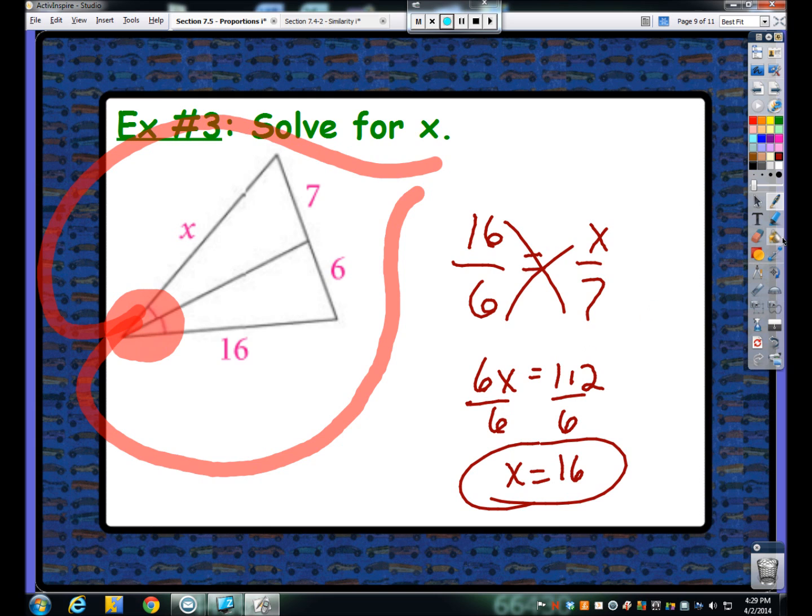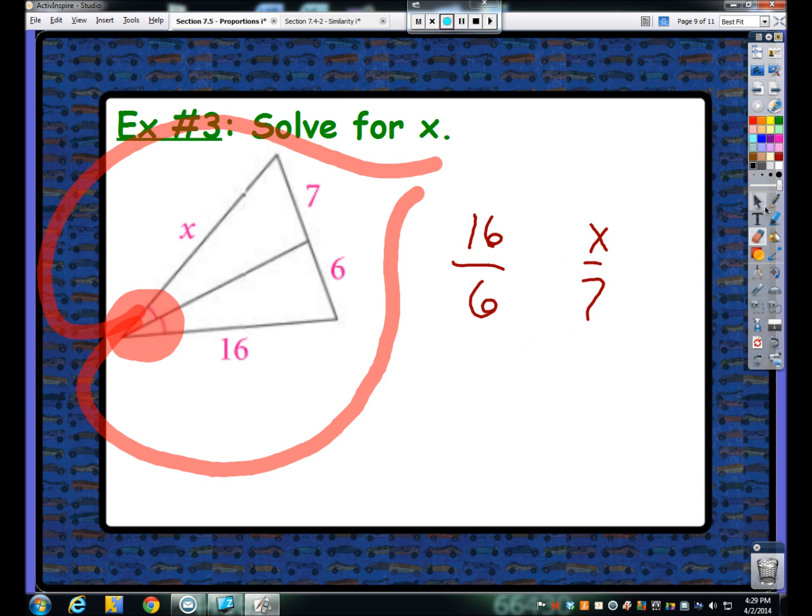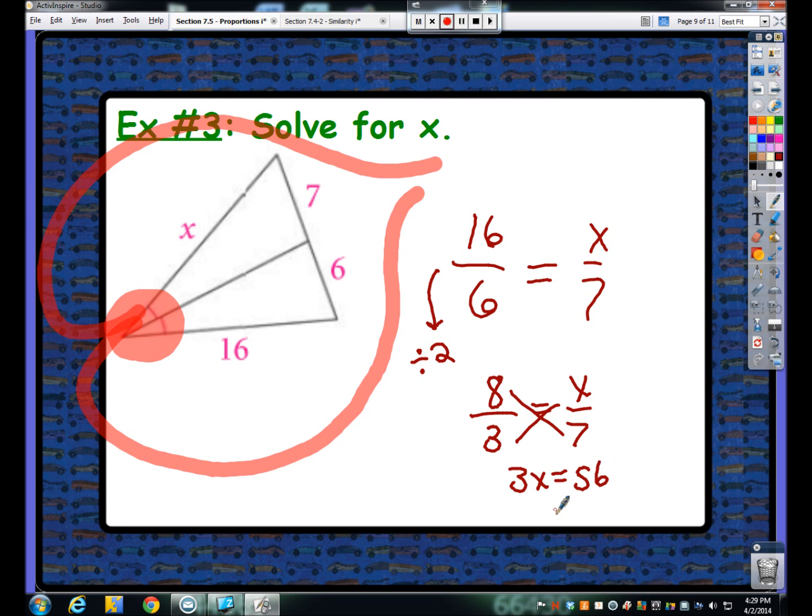Divide both sides by 6, and I get, let's see, 16 for x. And that's it. Now, keep in mind, I'm going to backtrack just a little bit here. The 16 and 6, I could have simplified that fraction before I cross-multiplied. I could have recognized that 2 can go into each of those numbers, and I could get 8 thirds. And then cross-multiplied with that, and I'd get 3x equals 56.